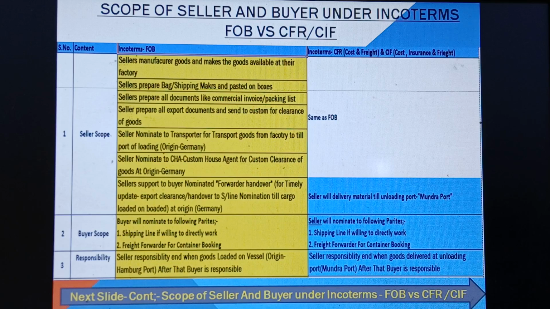It means goods moving from Germany till Mundra port under CFR and CIF are the responsibility of the seller until goods are delivered at the unloading point. Then the buyer is responsible.